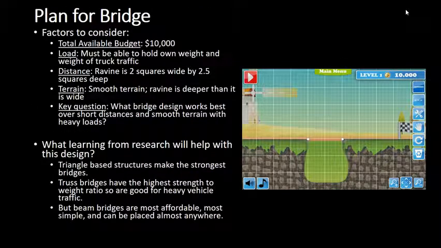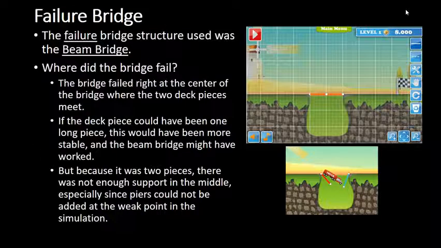In designing my first bridge, I had to consider many factors. At first, I chose to do a beam bridge because it would save more money, costing only $2,000, leaving me with $8,000 still in the budget. This ended up being a failure bridge. The top picture with the orange beam bridge was my initial bridge design. As you can see in the bottom picture, the bridge did not hold and the truck fell through.